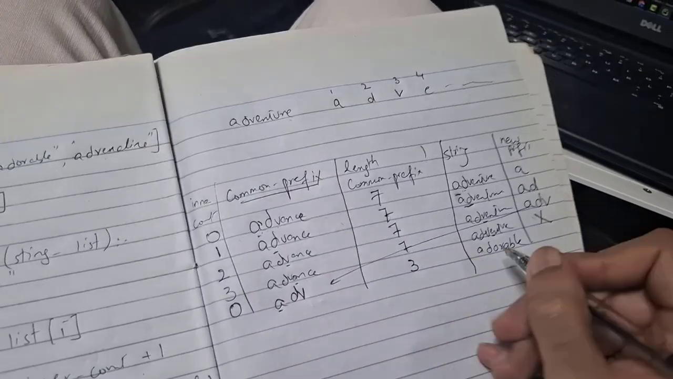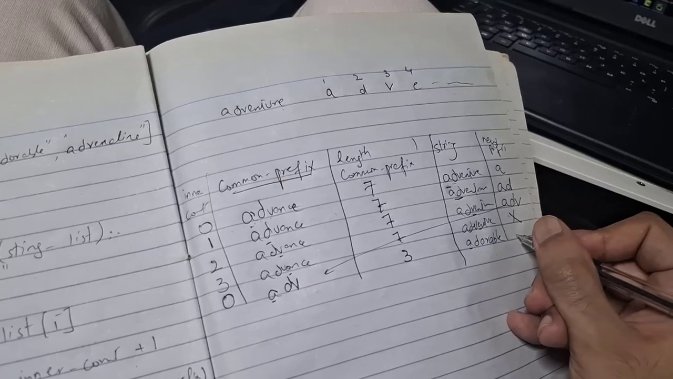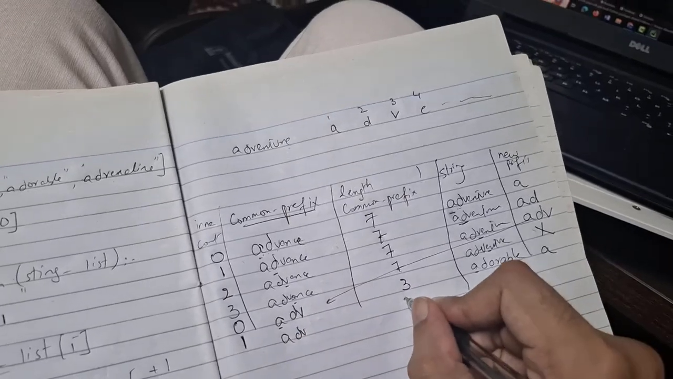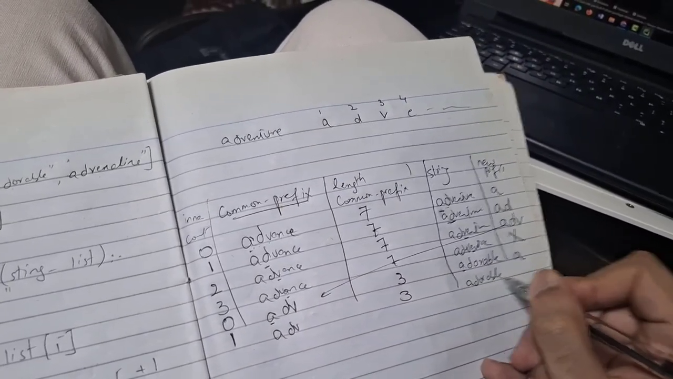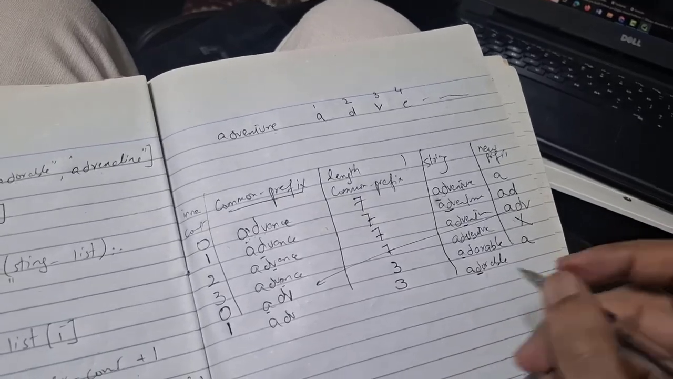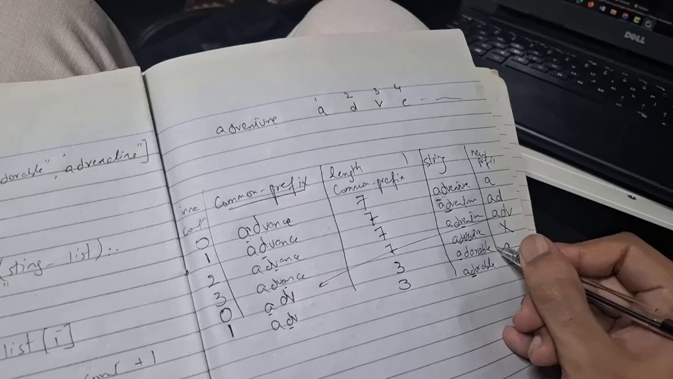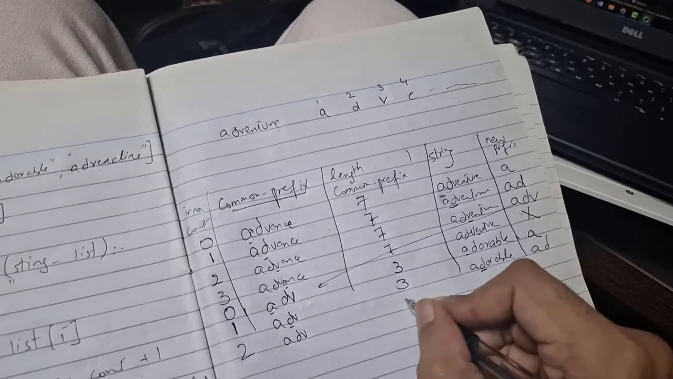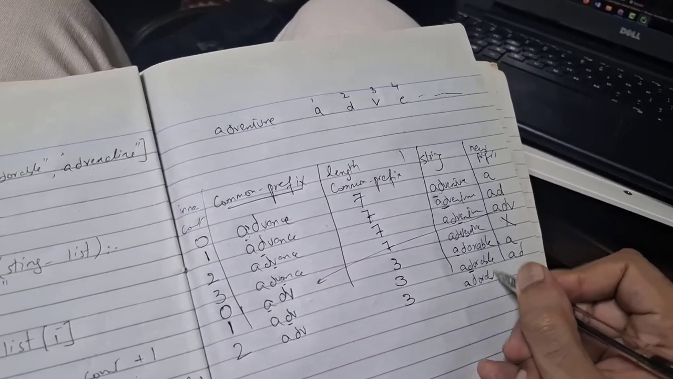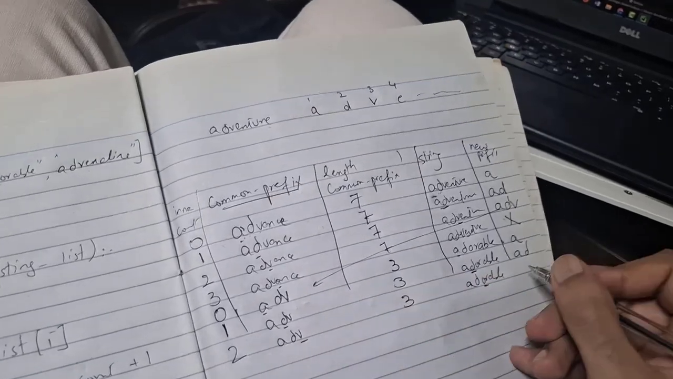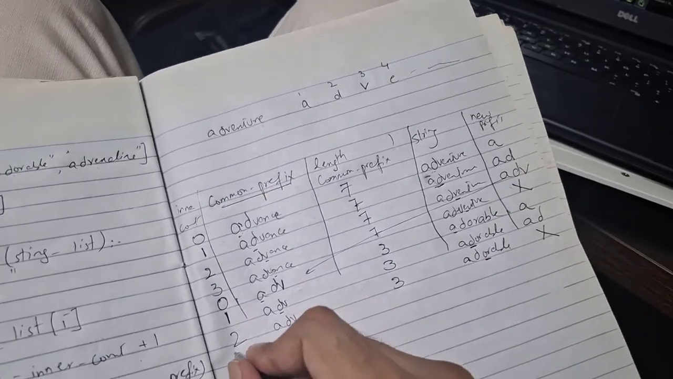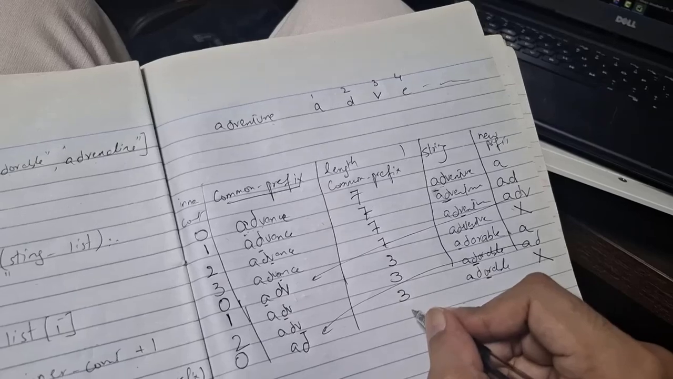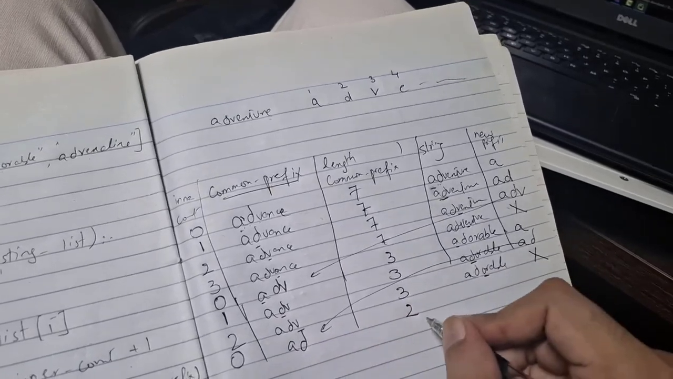Right? Now we compare A with A. It is common, so the new prefix would become A. The inner count would become now 1. So ADV, the length is 3. Now adorable. The next character to be compared is D, and D is also common, so AD becomes the new prefix. Then inner count becomes 2. ADV, the length is 3. Adorable. O is not equivalent to V, so this stops right here. Inner count becomes again 0, and the new common prefix would become AD. So the length of the common prefix is now 2.